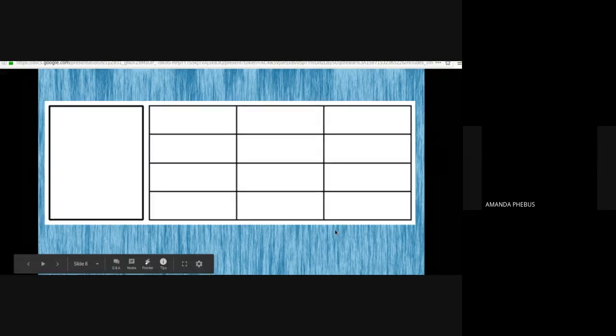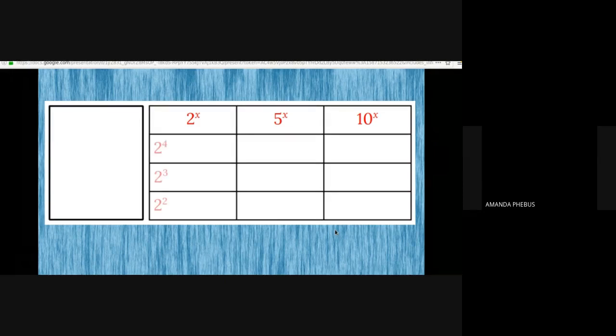All right, so in these boxes, we're going to fill in some things. I want you to fill in 2 to the x, 5 to the x, and 10 to the x. Again, if I'm going too fast, feel free to stop the video. And then in the first column, I want you to write 2 to the 4th, 2 to the 3rd, 2 squared. And then 5 to the 4th, 5 to the 3rd, 5 squared. And then 10 to the 4th, 10 to the 3rd, and 10 squared.